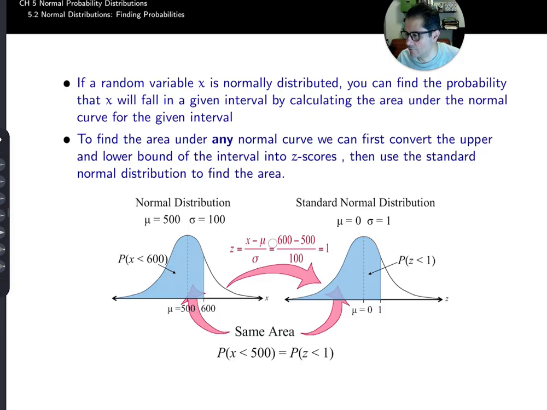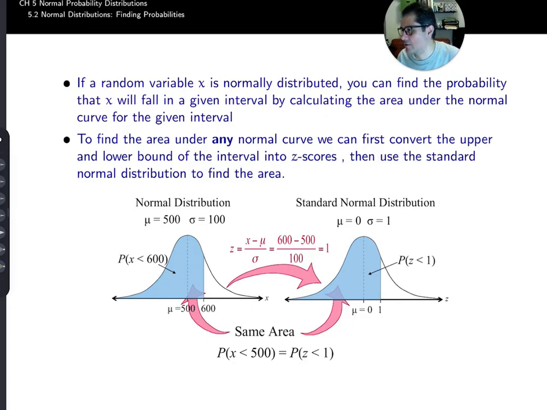I'm just using the formula for the z-score: x value minus the mean, divided by the standard deviation, and you get a 1. Which means that under the standard normal curve, that corresponds to the value z equals 1. So finding the area to the left of 1 under the standard normal curve gives you the same area as finding the area to the left of 600 under the curve that has mean 500 and standard deviation 100. So this is the same idea.